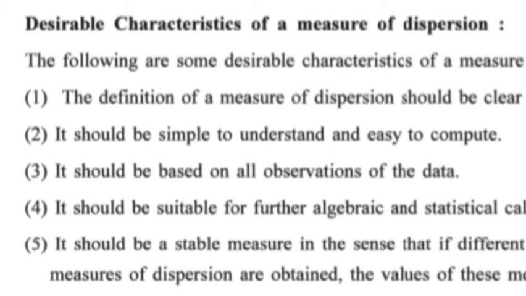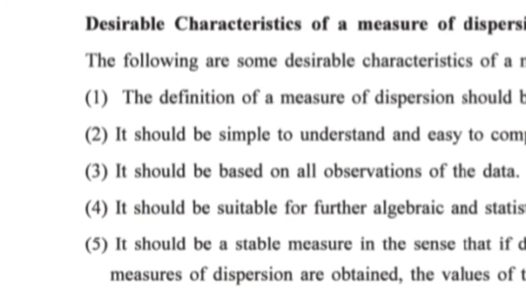I repeat: if you select samples from different regions of the population, apply the measure of dispersion to those samples, and the measures you get for the different samples are almost the same, then we can say that the measure of dispersion is a stable measure. That is how the characteristic of a measure of dispersion should be.